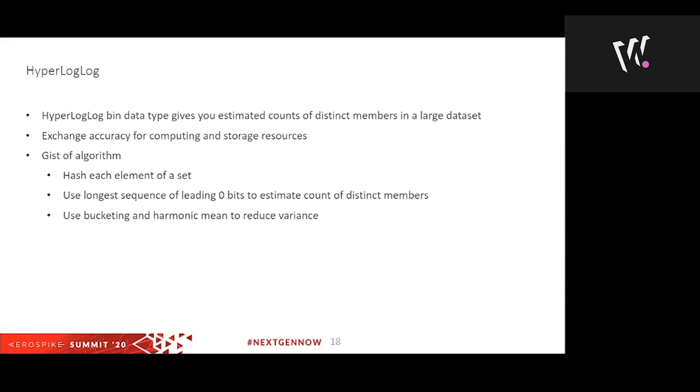Another thing that the algorithm does in order to reduce the variance is to bucket these estimates into various subsets, and then average them out, in order to basically reduce the variance that can occur from this.